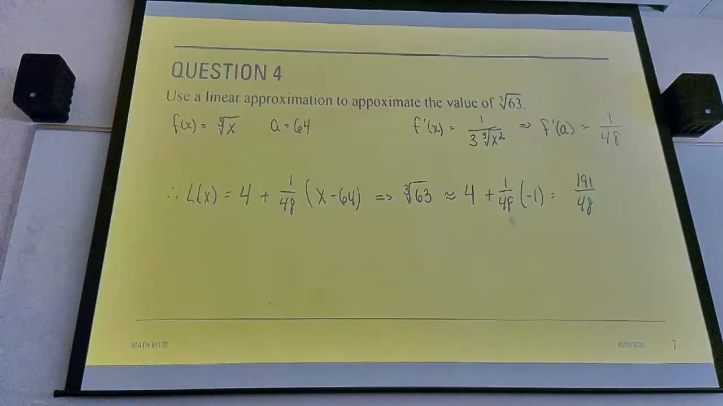Whatever that happens to be. Can't be bothered to find 1 over 48 by hand. Oof. 0.0208, repeating. Yeah, so hideous. So we'll use that as our value, 191 over 48. Now let's see how close we are.